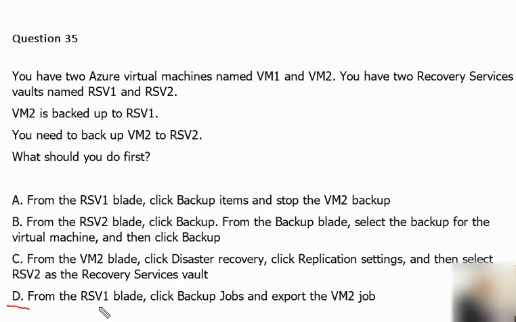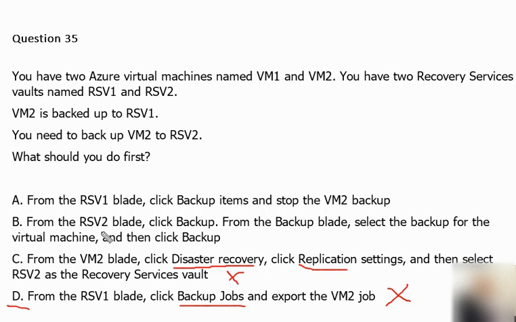Option D says from the RSV1 blade, click backup jobs and export the VM2 job. Backup jobs are just whatever jobs are going on, and there is no use of exporting the VM2 job, and it's not going to help us associate with RSV2. Option C, from the VM2 blade, click disaster recovery. That's not the disaster recovery part, so it's not going to help. There is no replication going on, it's just a backup, so that is also not the correct answer.